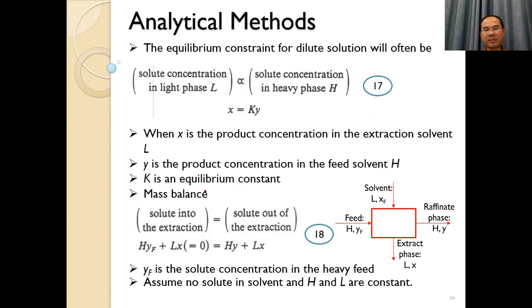For the equilibrium concentration relationship, we use equation 17: X equal to Ky. K is the equilibrium constant, not the partition coefficient. X is the product concentration or solute concentration in the extraction solvent, the light phase. Y is the product concentration or solute concentration in the heavy phase. This is the equilibrium relationship, X equal to Ky. In this case it's a linear relationship, though it's possible to be nonlinear also.